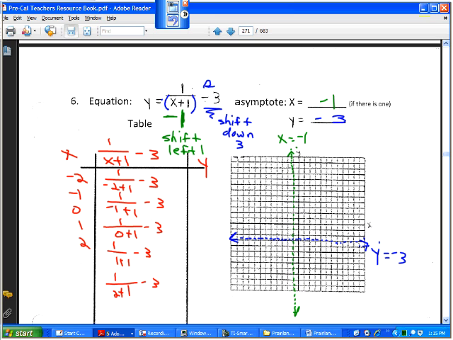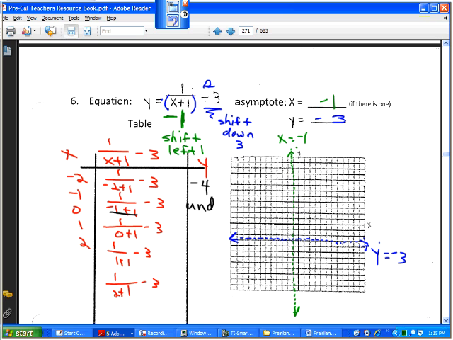All right. 1 over negative 2 plus 1, negative 2 plus 1 is a negative 1. 1 over negative 1 is negative 1. Negative 1 minus 3 is negative 4. 1 over negative 1 plus 1, negative 1 plus 1 is 0. Division by 0 is mathematically undefined, so we must be at an asymptote. That x equals negative 1, green one. We just hit the green one. So it got kicked out.